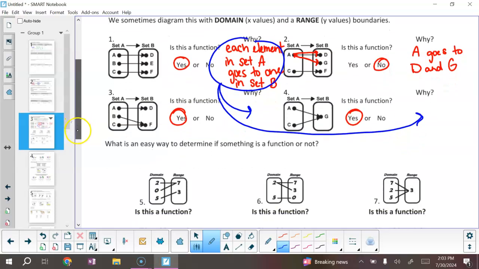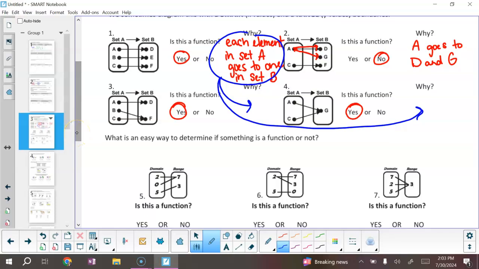Maybe as you were looking at those, you saw an easy way to determine if something was a function or not. You maybe start to notice a pattern, something that they always seem to do when we had to say yes, or always seem to do when we had to say no. So if you can think of what's an easy way to determine if something is a function or not, just by looking at the picture, I want you to take a second and write down what you think you're noticing, if anything.